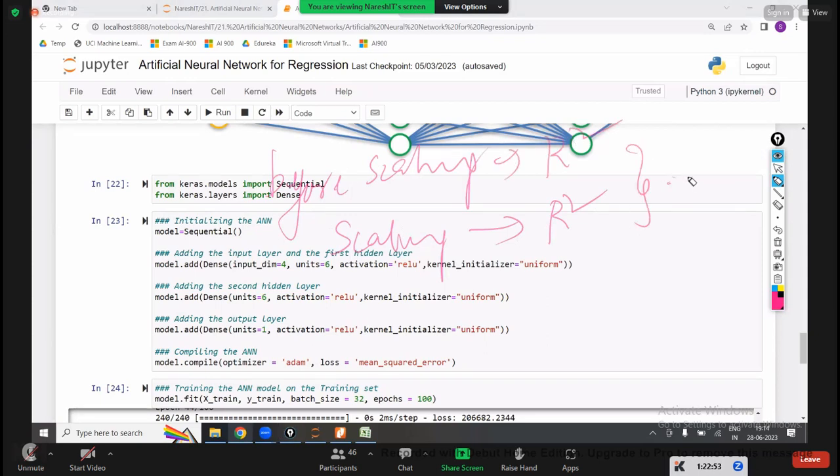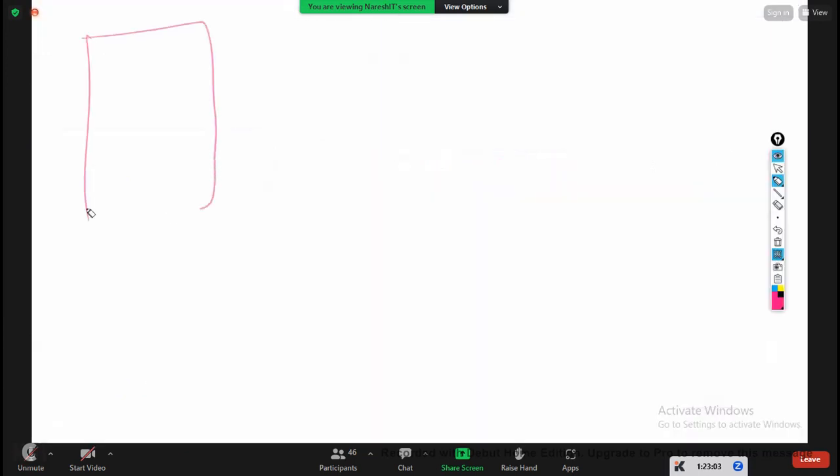Now please check with respect to the neural networks. For neural networks, regression versus classification: in classification, the difference is that the loss function is going to be binary cross entropy, and in the output layer you have to take the activation function as sigmoid. Those are the two differences you have to take. Remaining everything is the same. The loss function is binary cross entropy, and the activation function is sigmoid.